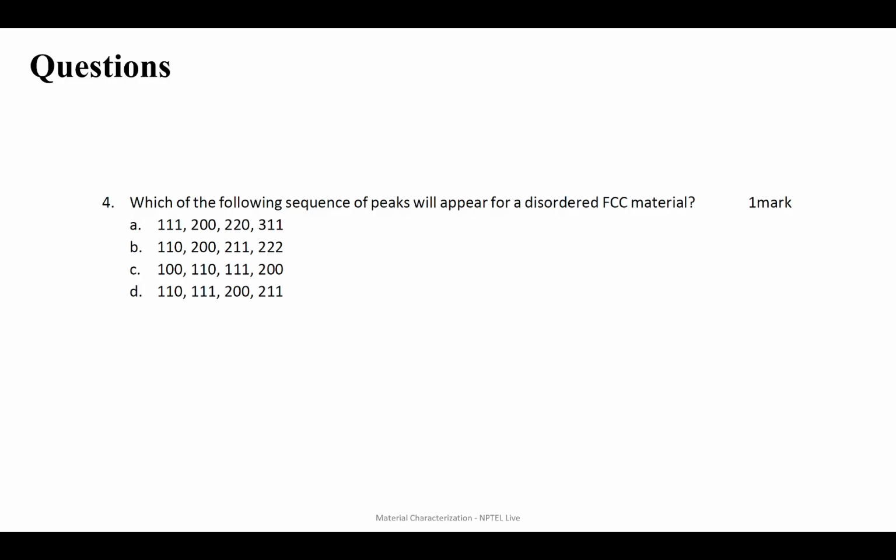Which of the following sequence of peaks will appear for a disordered FCC material? 111, 200, 220, 311; 110, 200, 211, 222; 100, 110, 111, 200; 110, 111, 200, 211.